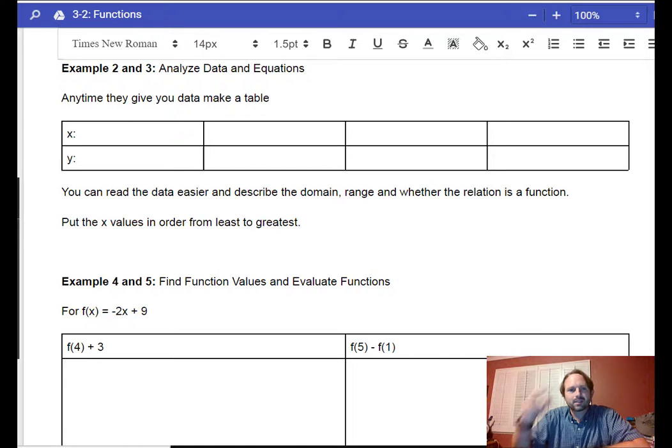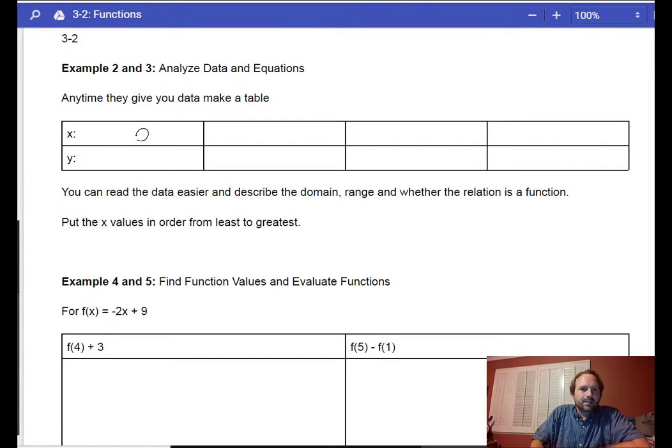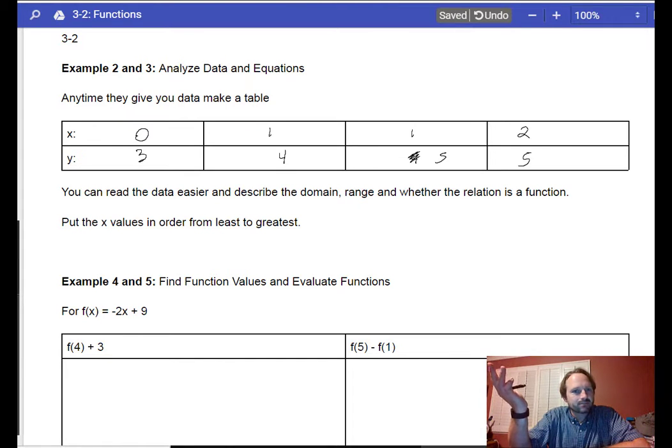All right, guys. So it says, example 2 and 3, analyze data and equations. Anytime they give you data, you could make a table. And if you made a table, you put it from least to greatest. So 0, 1, 1, 2. If you write it down, you should be able to tell right away, hey, look, they're the same. Or if one was not the same, you're like, oh, look, two outputs, not a function.